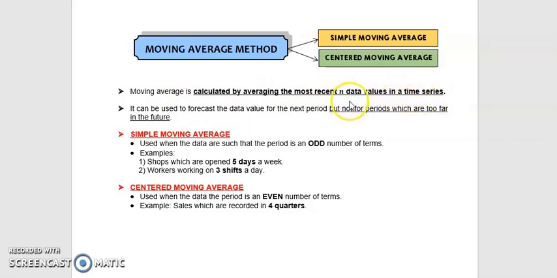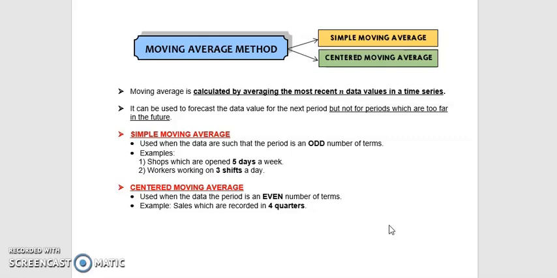So, end data values refer to the time series, whether it is based on hourly or daily, weekly or yearly, or maybe quarterly. Okay. So with this method, it can be used to forecast the data value for the next period, but not for periods which are too far in the future. For example, now May 2020, so maybe we can predict at least July or August 2020. So it is not suitable for us to predict, for example, 2025, because it is too far.